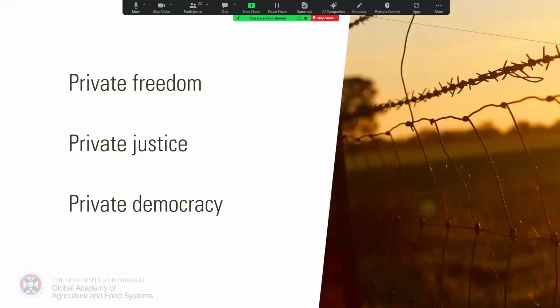In the UK and in New Zealand and other parts of the global north, the dominant form of property relation is private ownership. And as we've noted, other forms do exist. So it's important to remember from the outset that the ownership model is not somehow natural or a given state of affairs. And people often argue that private ownership produces the conditions for freedom, justice, and democracy.